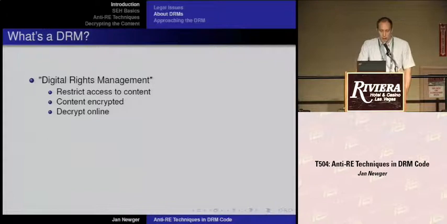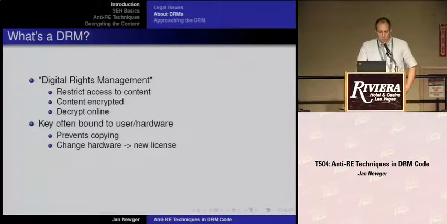So what's a DRM anyway? DRM means digital rights management. Some people say it means digital restriction management. What it actually does is it restricts the user in accessing the content, and this is achieved by encrypting the content. The DRM controls access to the key, and whenever you access the content, it's being decrypted online by the DRM system.